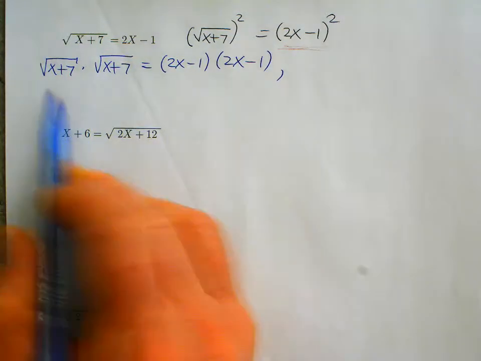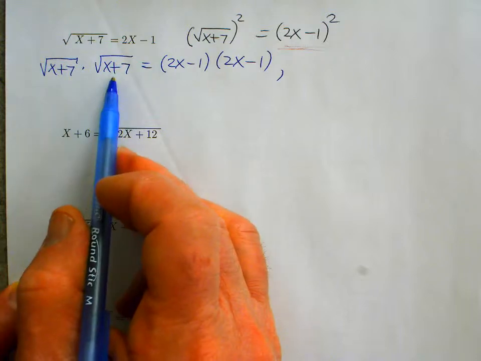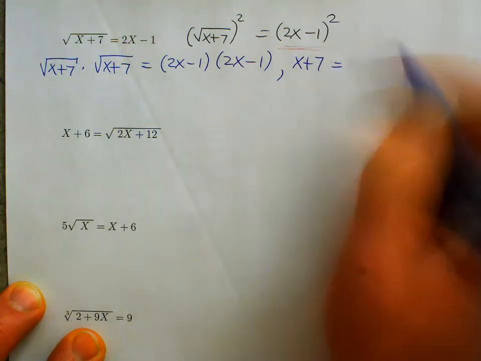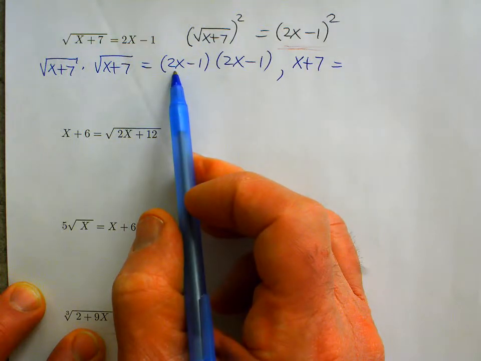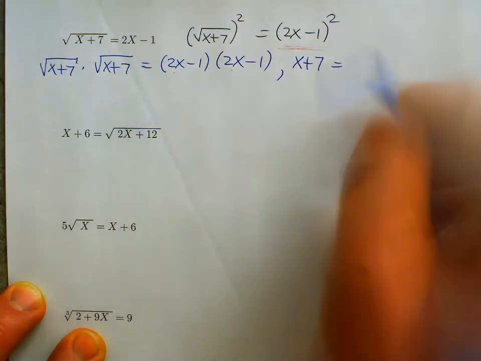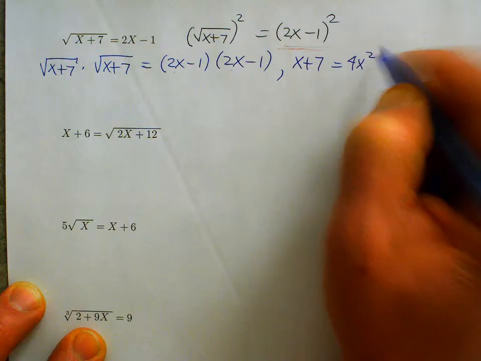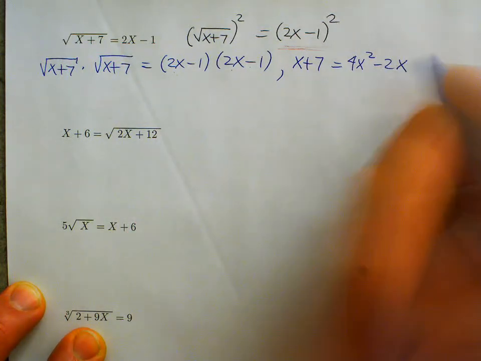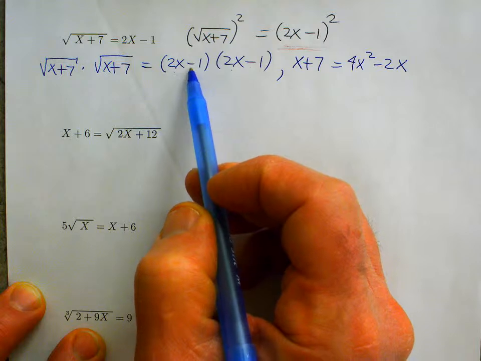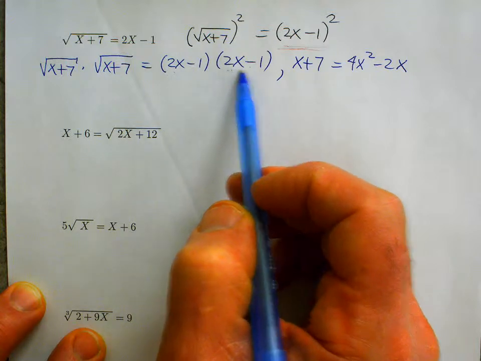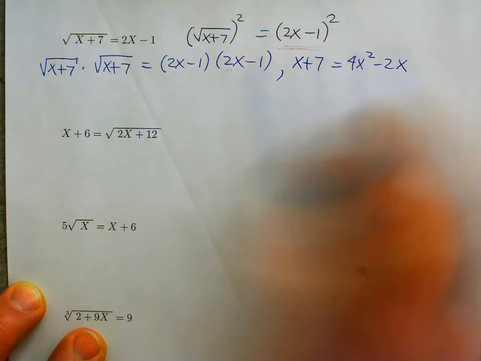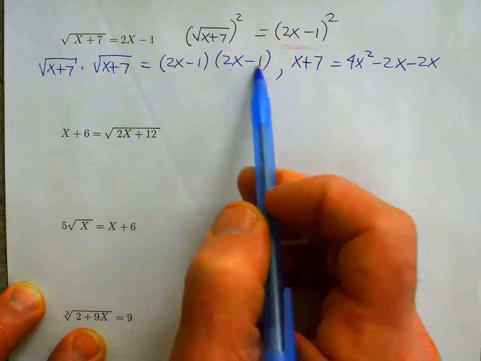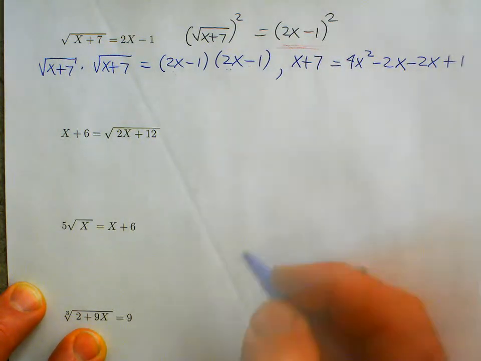On the left-hand side, the square root of x plus 7 times the square root of x plus 7 is just x plus 7. On the right-hand side, 2x times 2x is 4x squared, and then minus 2x times 1. And then we multiply negative 1 times the binomial 2x minus 1. Negative 1 times 2x, we get minus 2x again. And then negative 1 times negative 1 is positive 1.